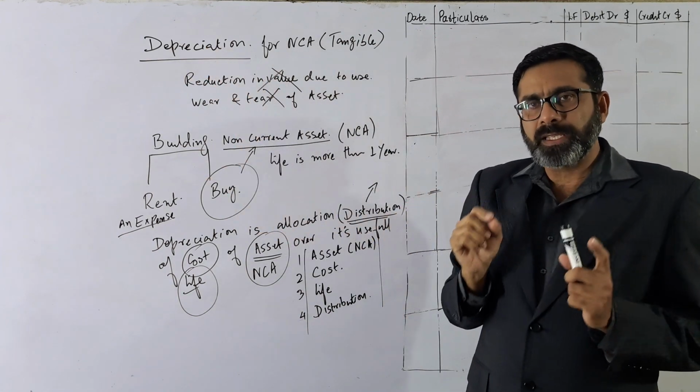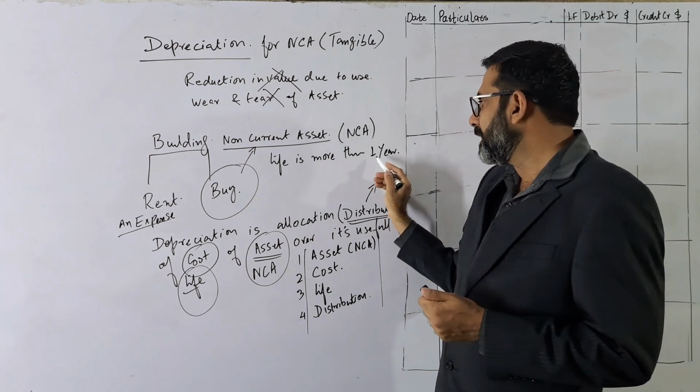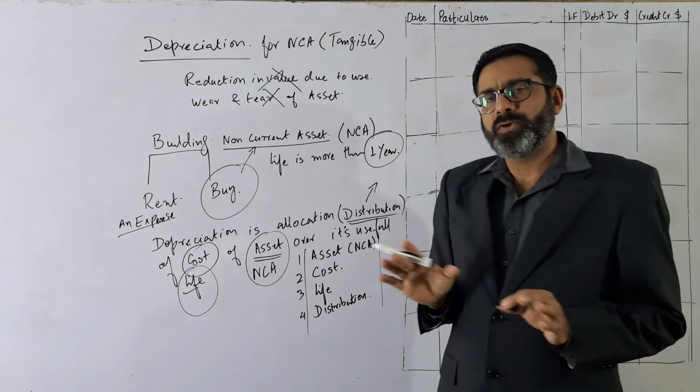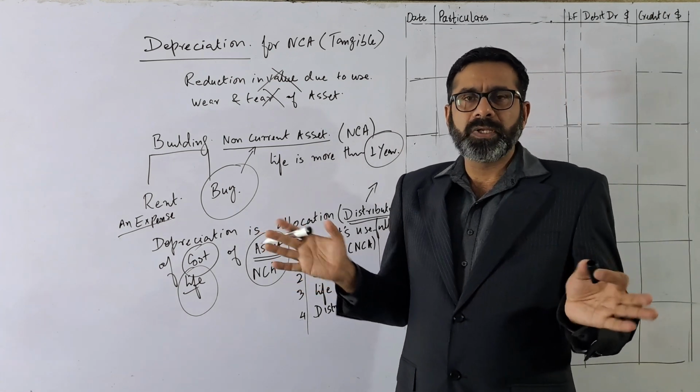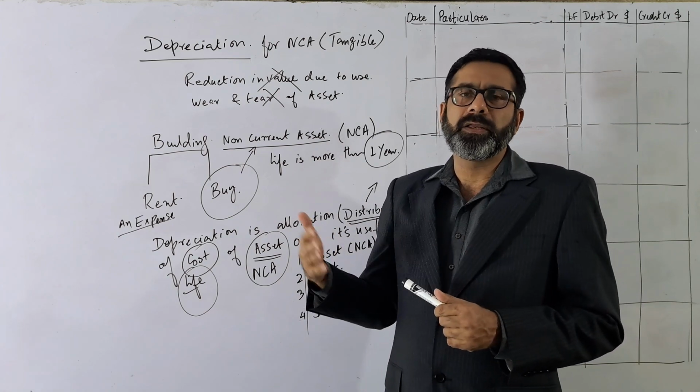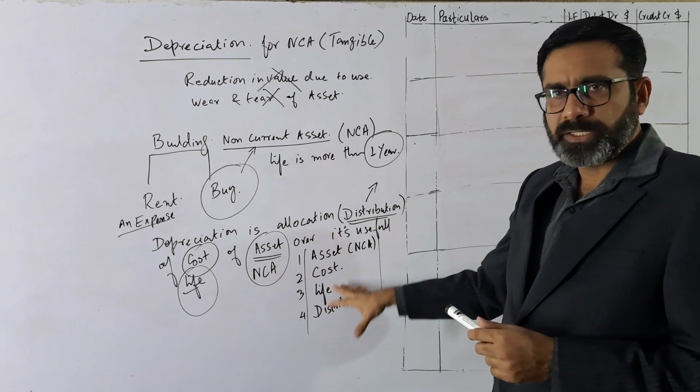And one more important thing: if the life is above 1 year. If the life is like 6 months, 4 months, 10 months, it will not be considered for depreciation. But if the life is like 2 years, 10 years, 50 years, then we will consider the depreciation.